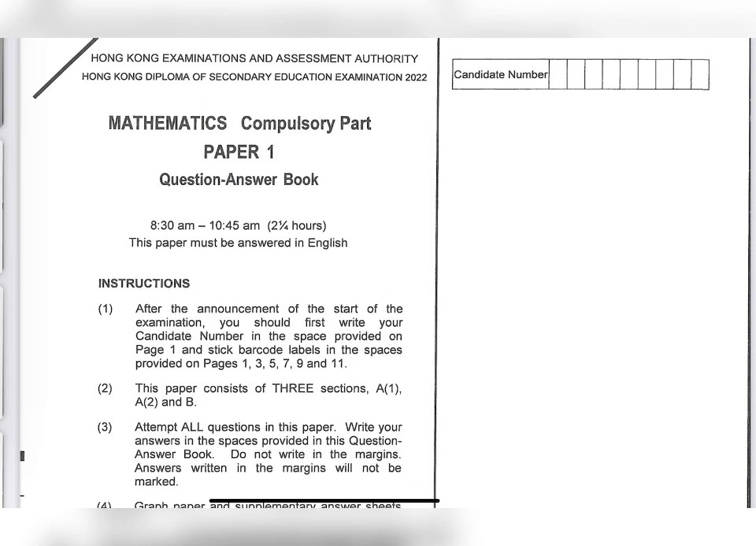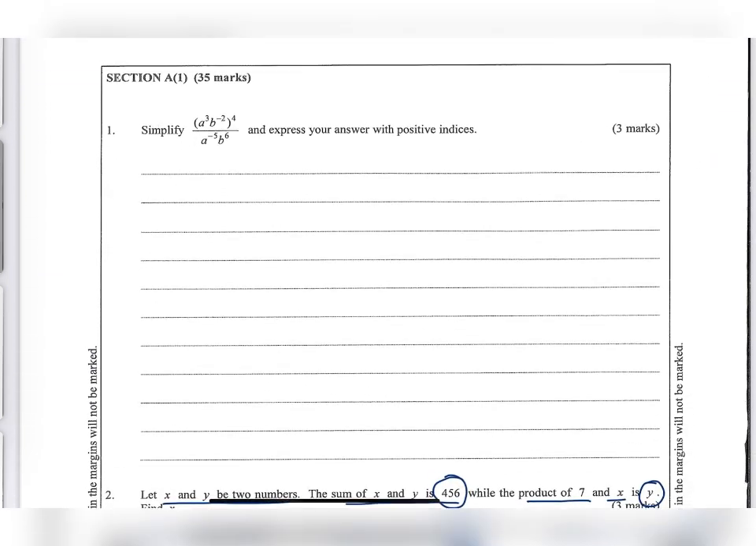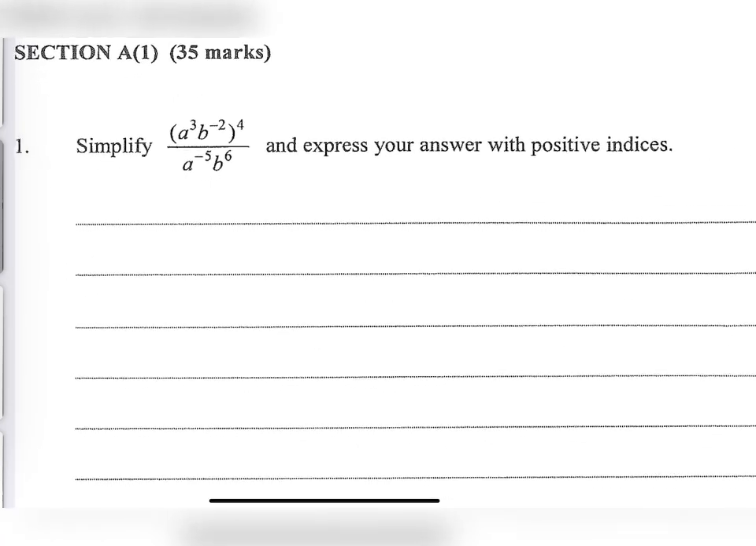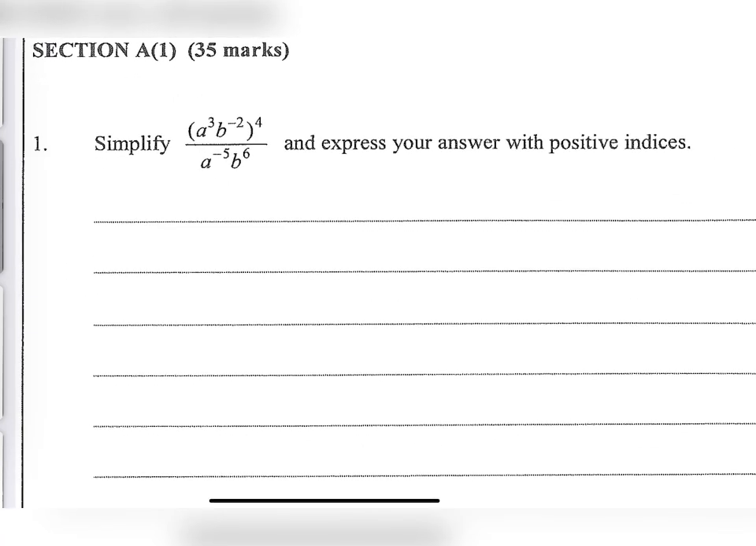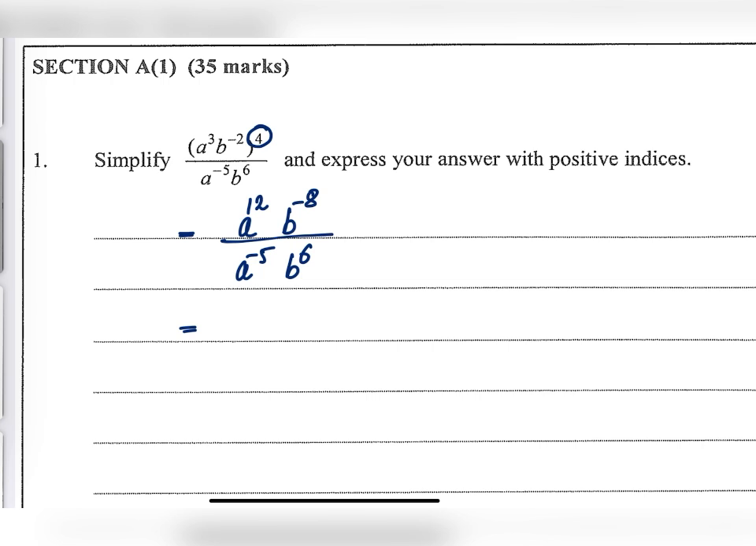Compulsory part, paper 1. Let's start with question number 1, where we are going to solve this in DSRs. As we can see, the power is 4. So we'll open that. It's going to be 12, and then it's going to be -8, a to the power -5 and b to the power 6. When the bases are the same, we can add their powers.